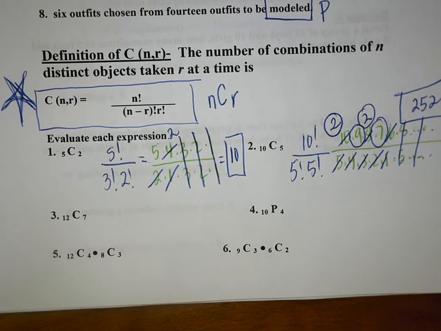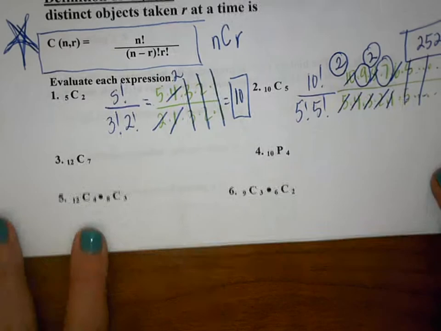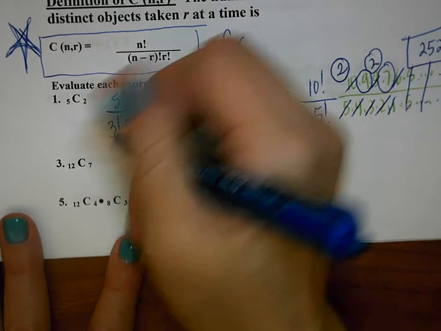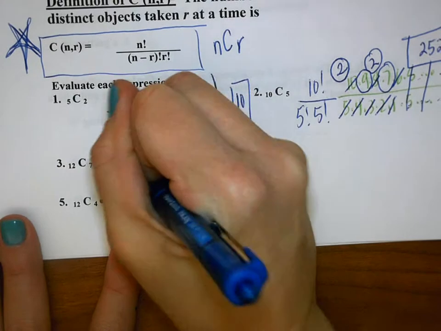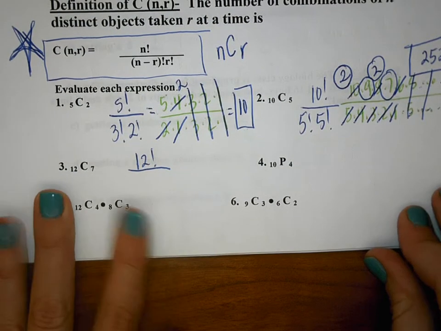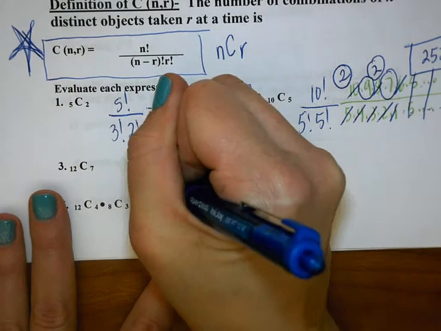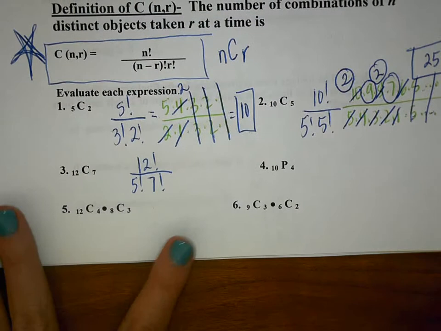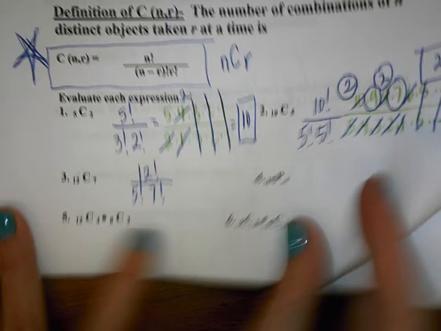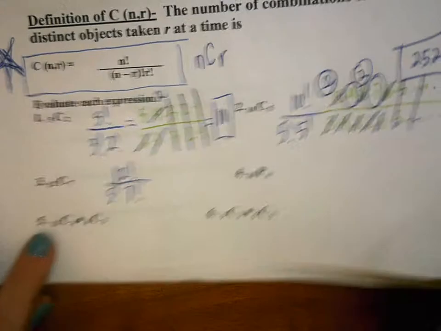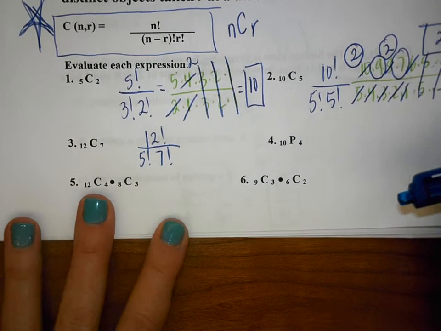Okay, so number 3. On the top is going to be what? 12 factorial divided by, we subtract them, 12 minus 7 is 5, and then we have 7 factorial. And I did not give you guys very much space, or at least I don't have very much space. So do your best here.